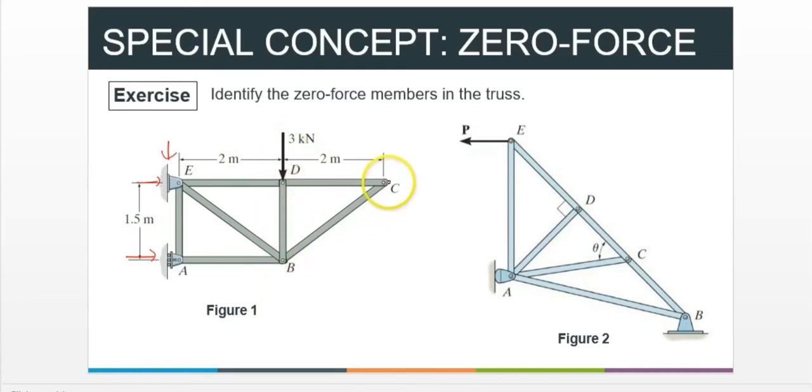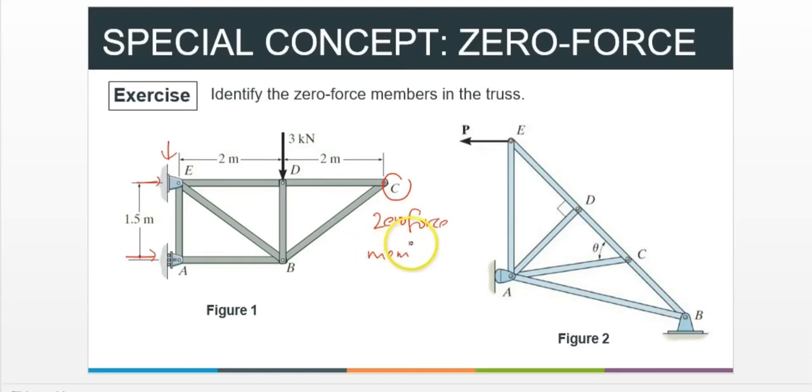So if you look here, you can see that the zero force member will be at point C. Okay, alright, saya circlekan di C. So that's it lah. Okay, yang tu boleh jadi zero force member here.